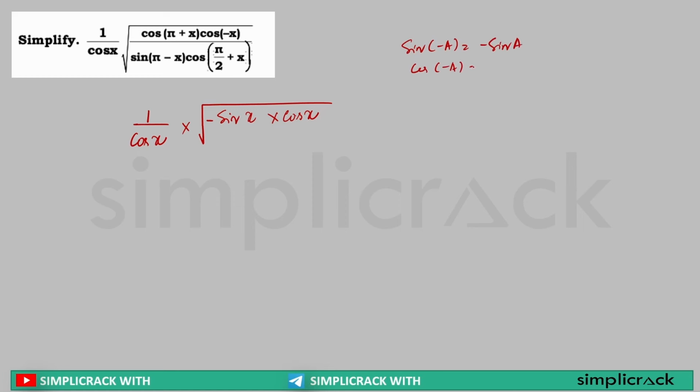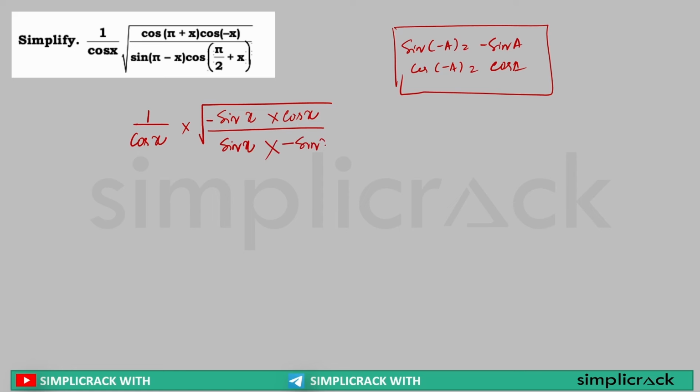Cos minus a is equal to positive cos a. Okay, so remember this. Now divided by sine 180 degree minus x. 180 degree minus x means same sine x, but it will be in the second quadrant, so it is positive. Into cos 90 degree plus x. That means this is minus sine x.